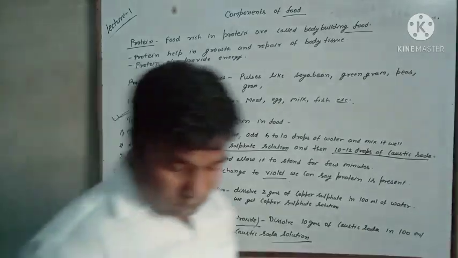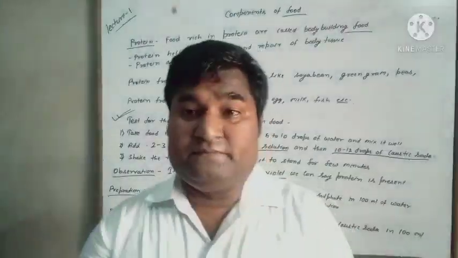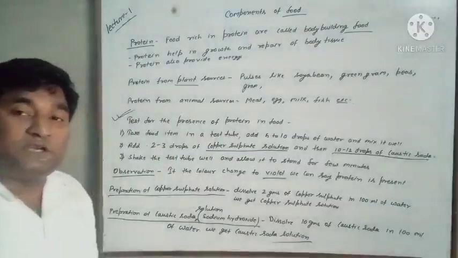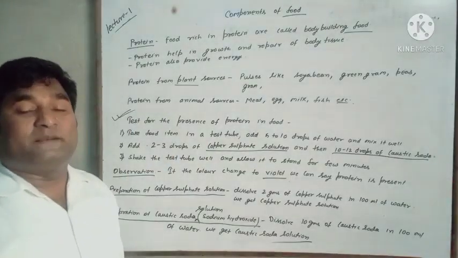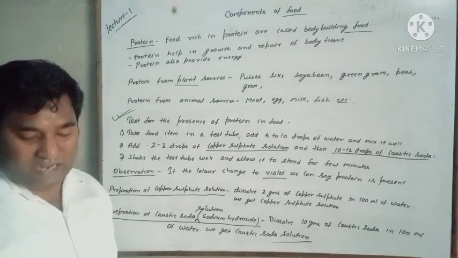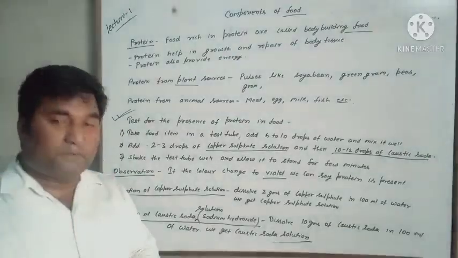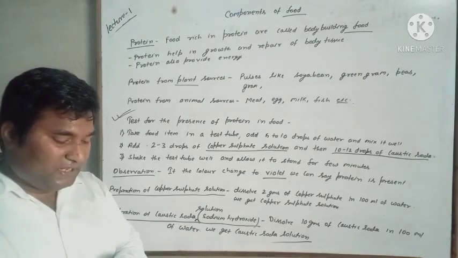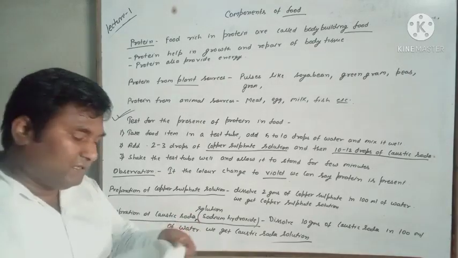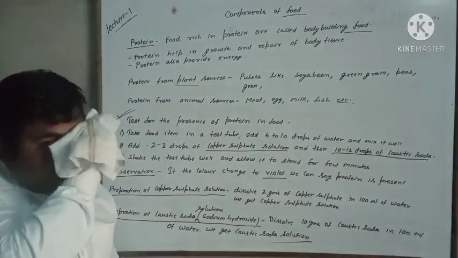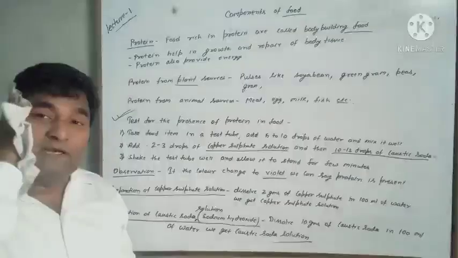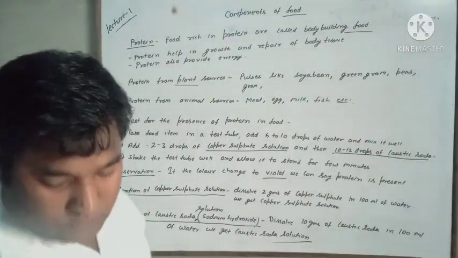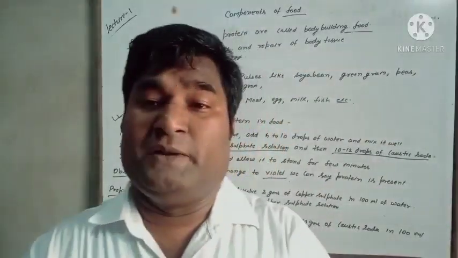Okay, so we have seen that carbohydrate in food, means the presence of starch, can be tested with the help of iodine solution, and the presence of protein in a food item can be tested with the help of copper sulfate solution and caustic soda solution. Okay, so you will note it down and you will remember it.